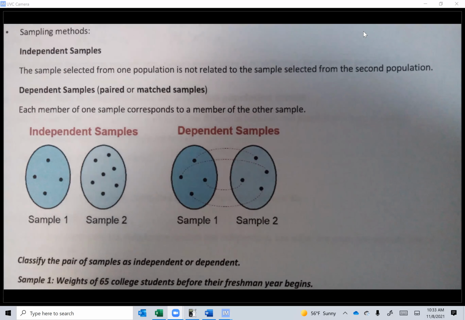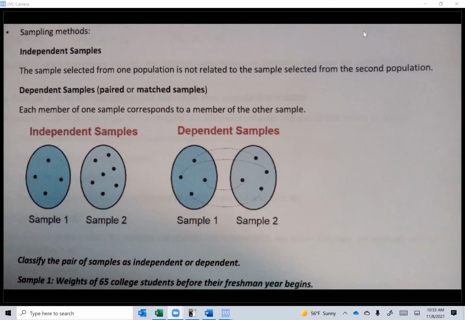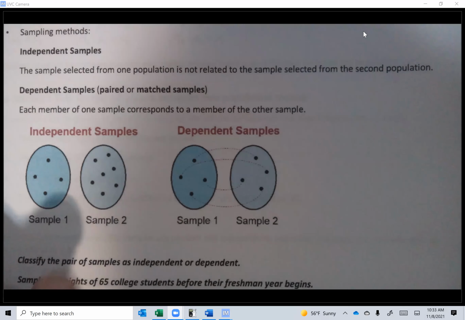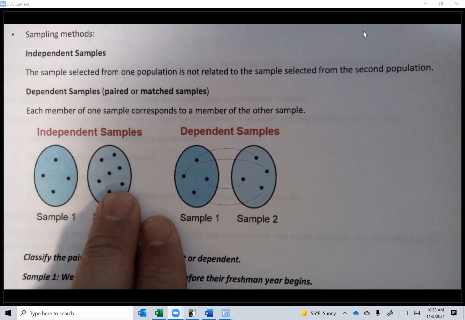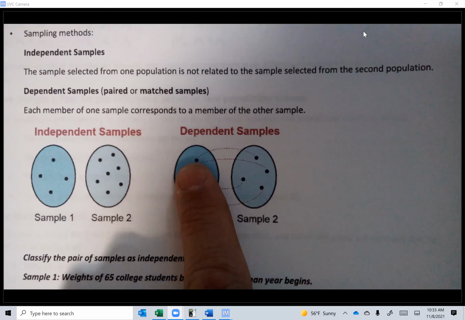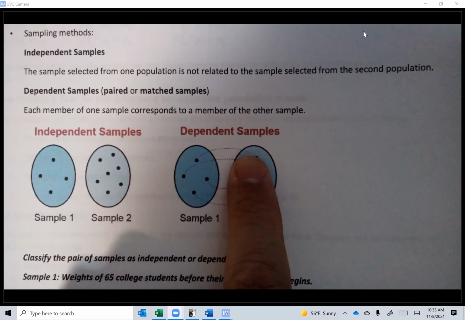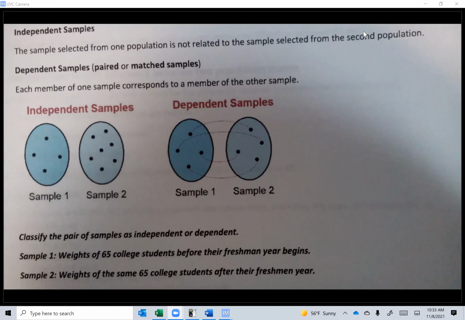Two samples are called independent if the sample selected from one population is not related to the sample selected from the other population. So you can see those two samples, guys, they don't seem to be related. Look, they're standalone, each one of them. That's an example of independent. But look at the second figure. You see there is a relationship between members of sample 1 and members of sample 2 through the arrows here. So these are dependent samples. Let's do some examples, and guys, see if you have a good feel of what independent samples are.